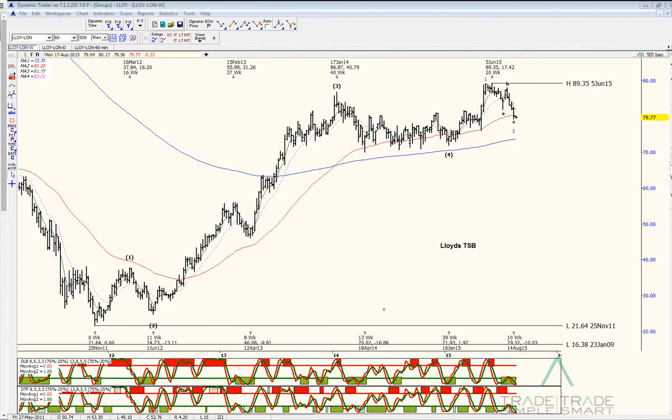It is Monday the 17th of August, and today we're looking at the FTSE 100 stock Lloyds TSB. Since the 25th of November 2011 up until around the 5th of June 2015, we've seen a significant and steady uptrend within Lloyds TSB. The market price has moved from 21.64 and had a high of 89.35. Current market price is trading in and around 79.83.